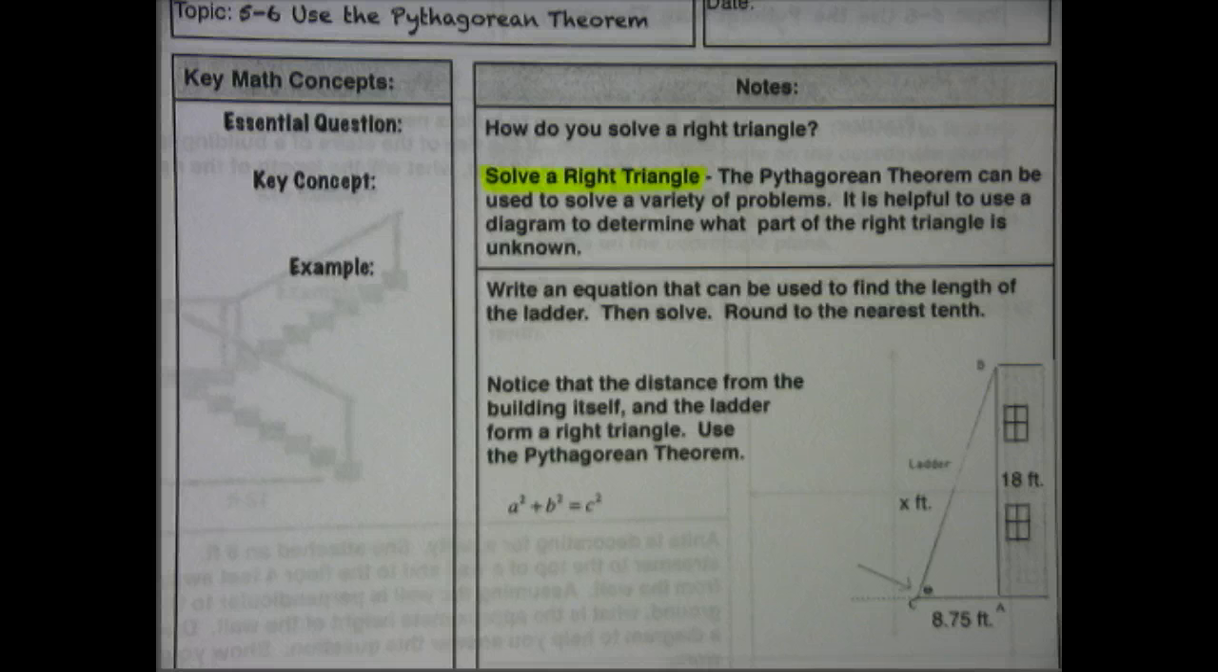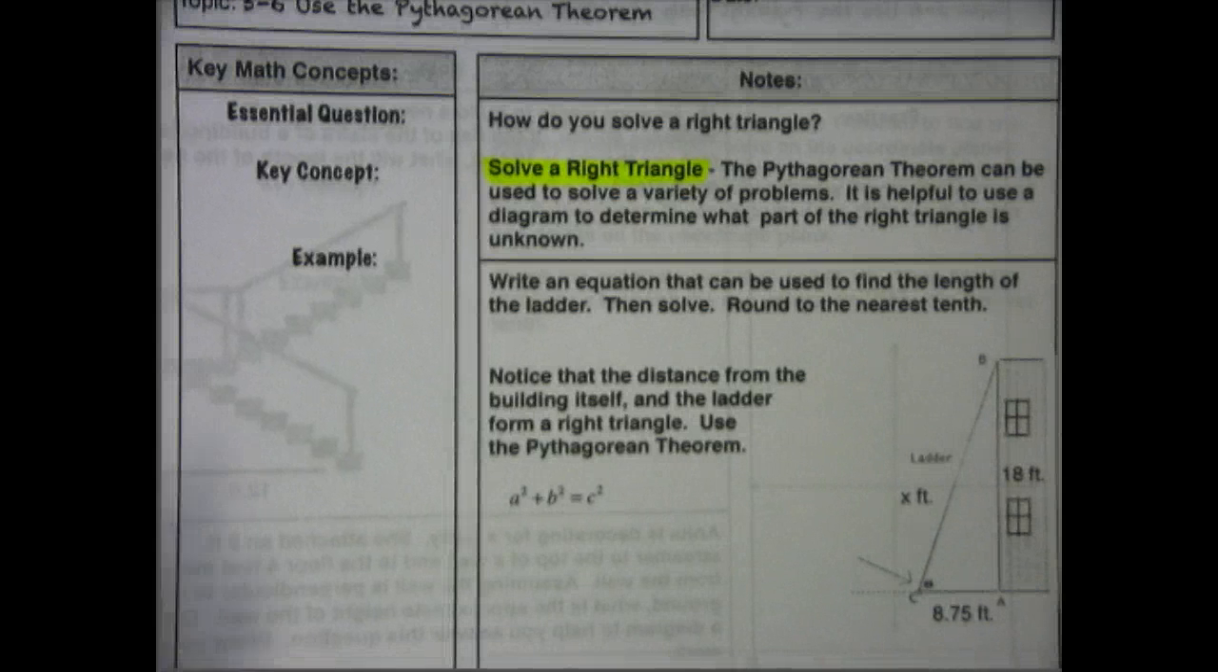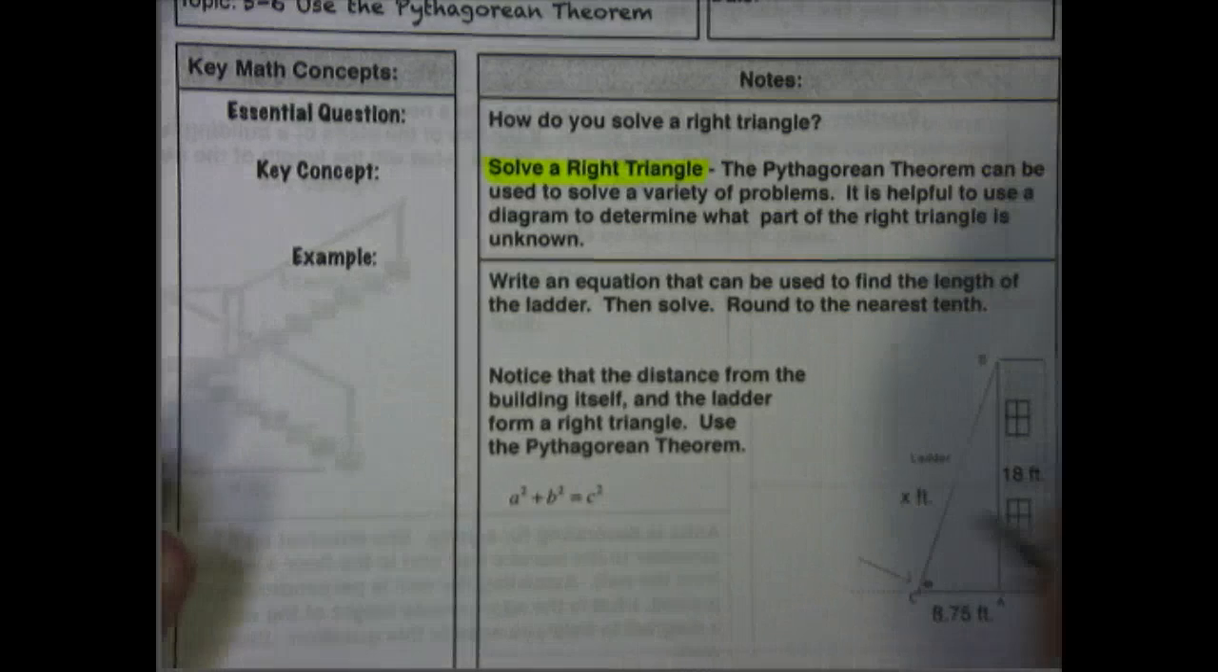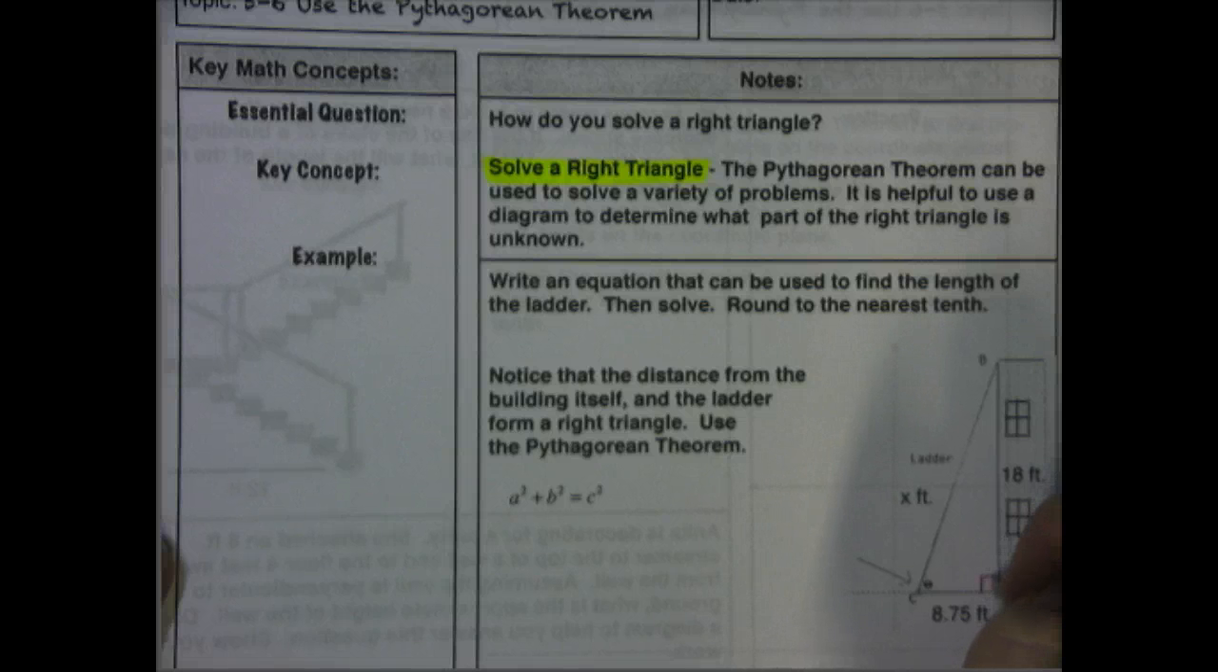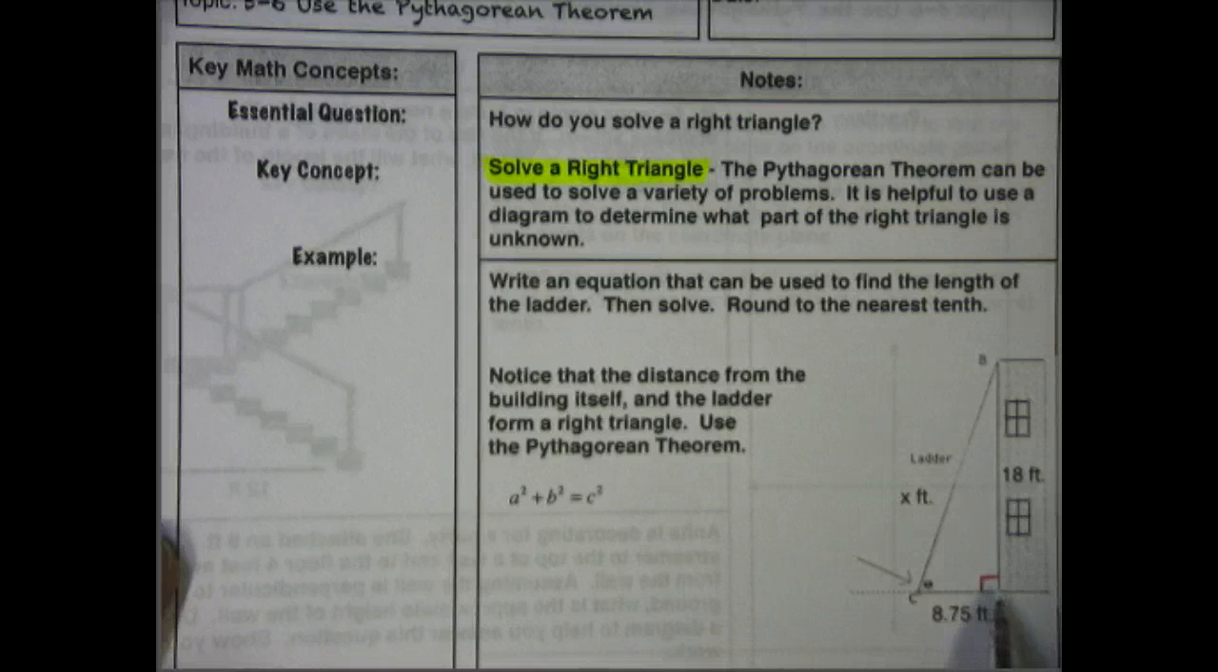It says, write an equation that can be used to find the length of the ladder, then solve, round to the nearest tenth. Here they've given us a diagram, and there's a building that's 18 feet tall, and there's a ladder that's placed 8.75 feet away from the building, and it wants to know how tall the ladder is. It says, notice that the distance from the building itself and the ladder form a right triangle. So here, the distance of the ladder from the building and the building form a right triangle.